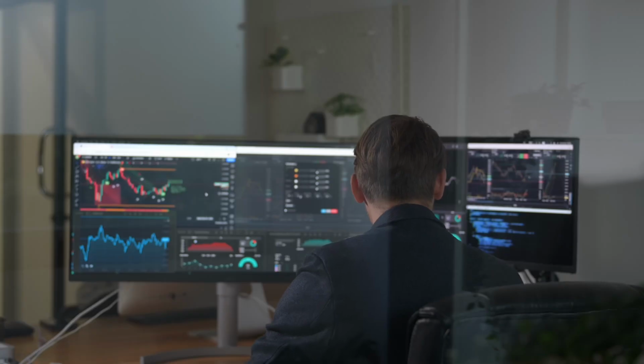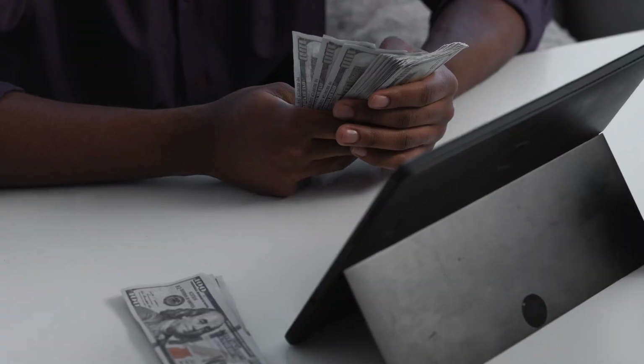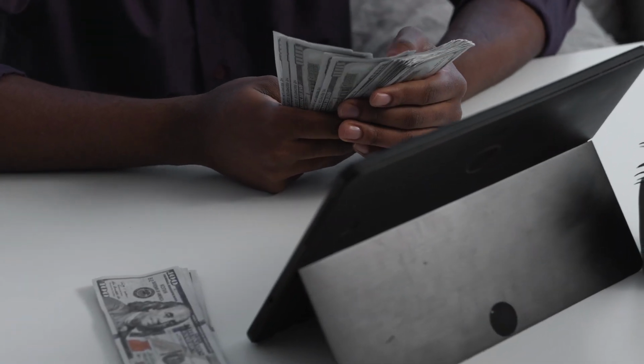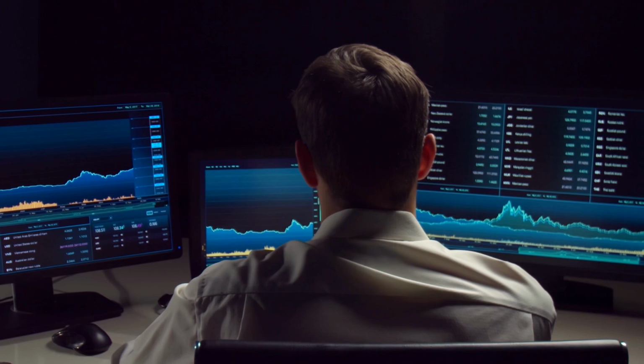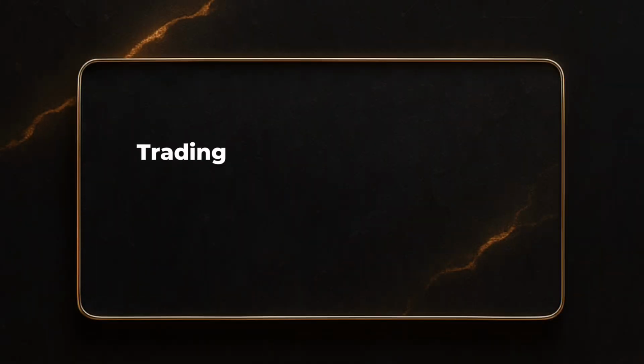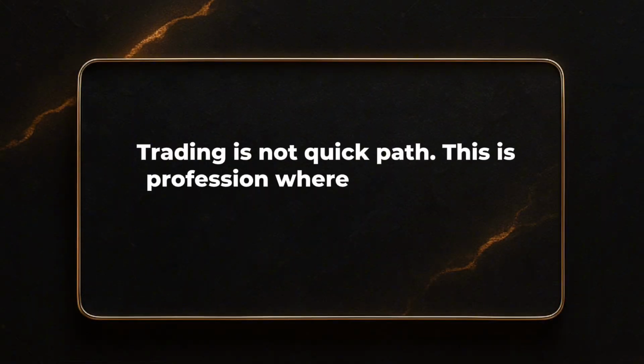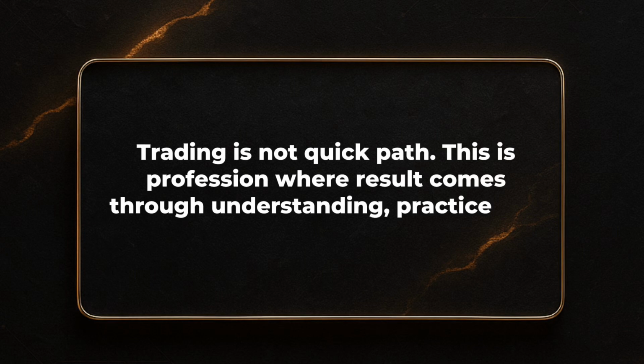Final words, let's sum up. You don't have to earn from the first trade, don't have to show a perfect result. Your task is to build a process. Strategy, test, statistics, discipline, result. Exactly in this order. Trading is not a quick path. This is a profession where result comes through understanding, practice, and self-control.